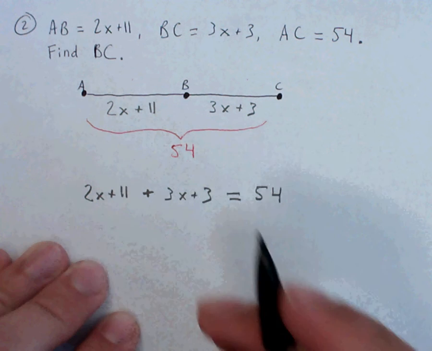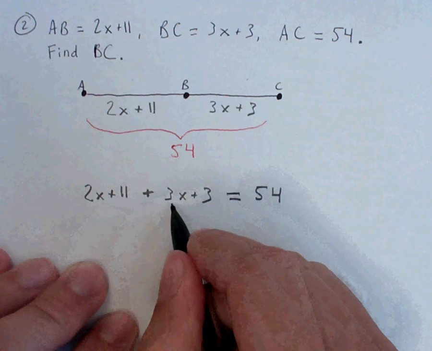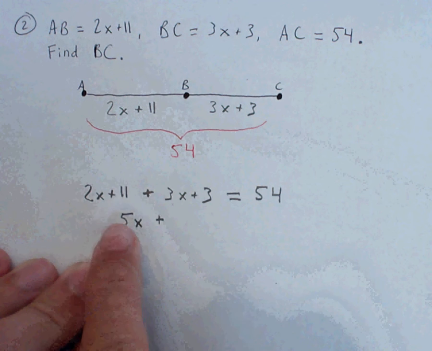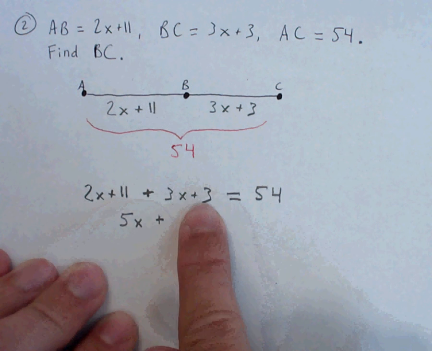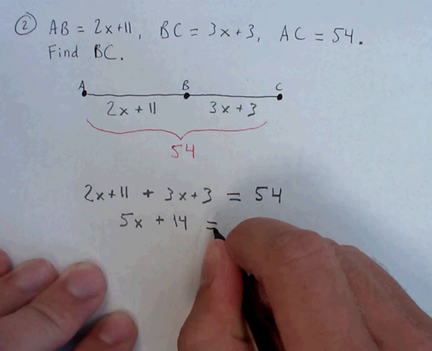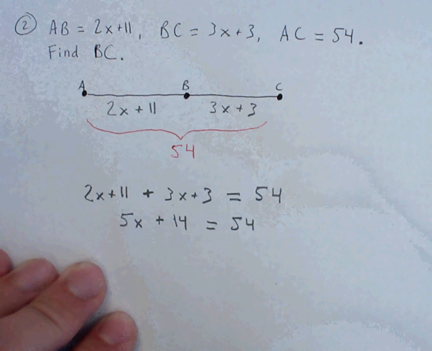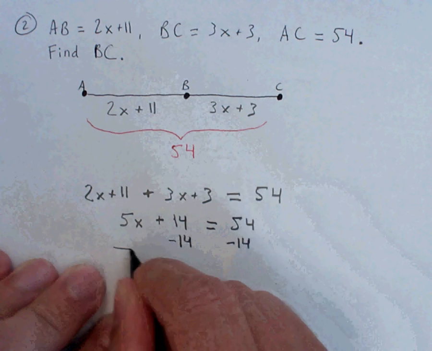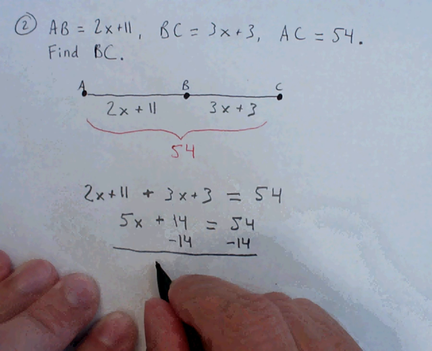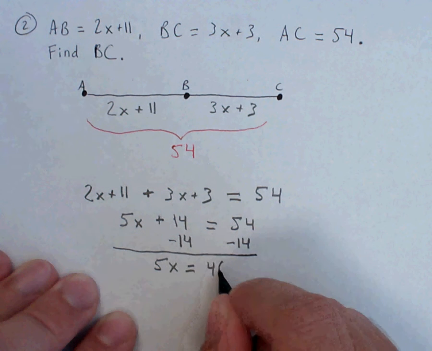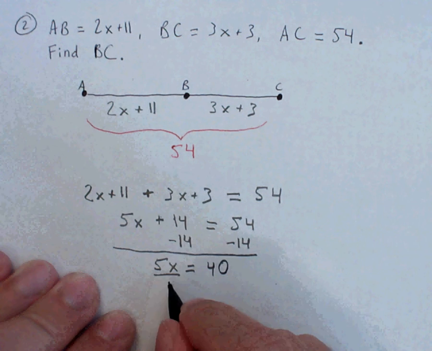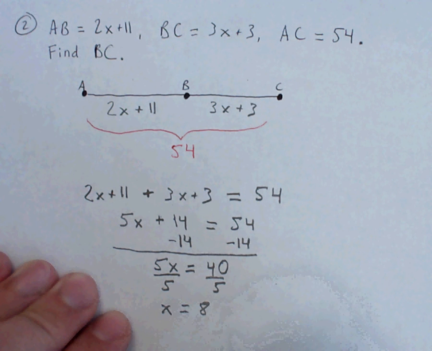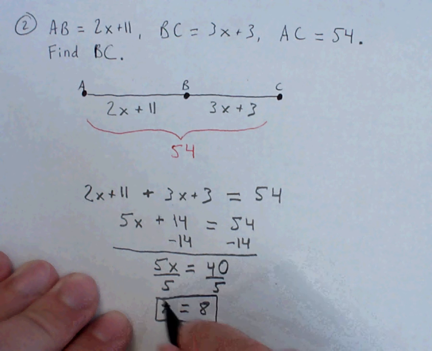Now let's solve this. 2x plus 3x, well, that means we have 5 x's. Plus, okay, then 11 plus 3 is 14 equals 54. Subtract 14 from both sides. 5x equals 40. And now finally, we'll divide by 5. Divide by 5. And x equals 8. Again. Okay. Fine.